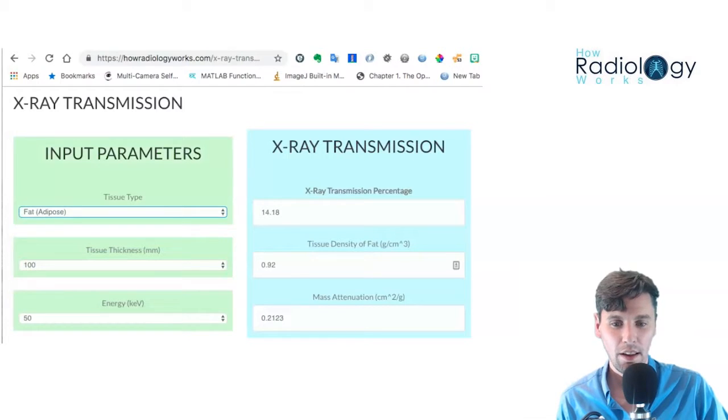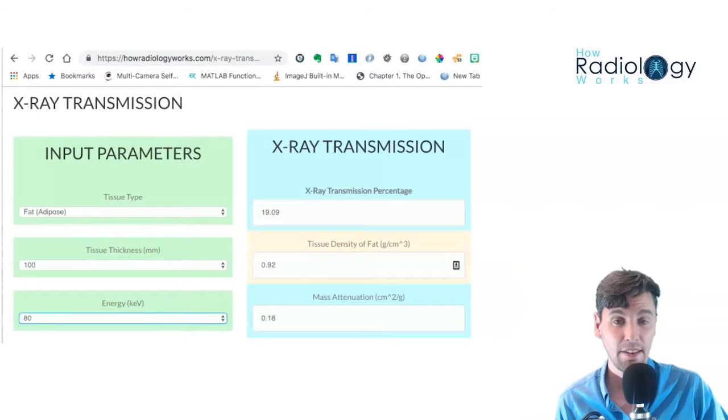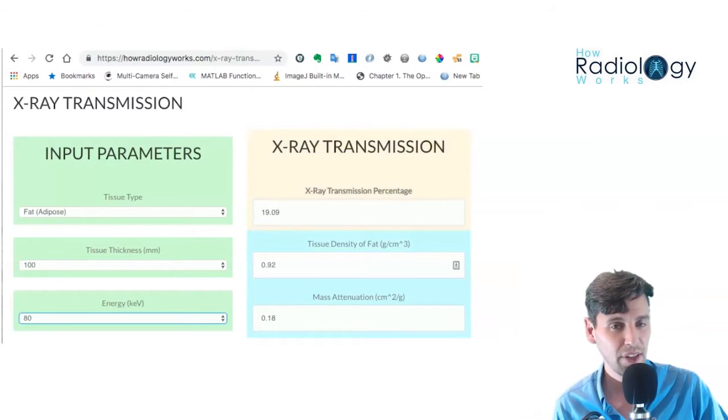So adipose tissue is less dense than water. And so if we're looking at the same values, at the 80 keV values, and we have adipose tissue, because it's less dense than water, we were at a density of 1, and now we went to 0.92. We were at 15% of the X-rays making it through. Now we're at 19% of the X-rays making it through. So 19% of those X-rays are making it through.